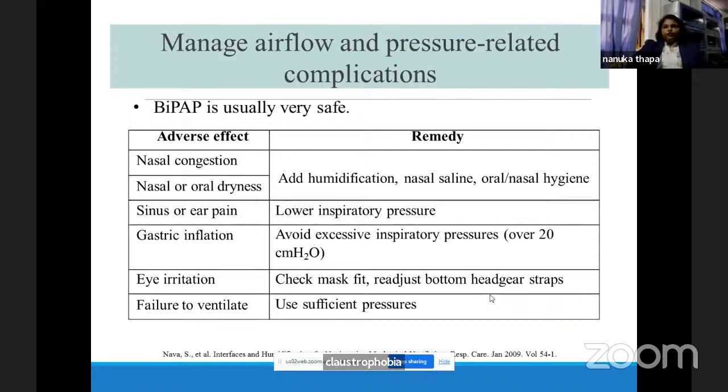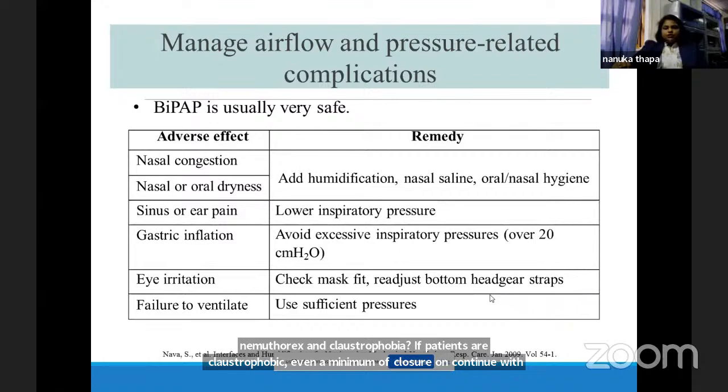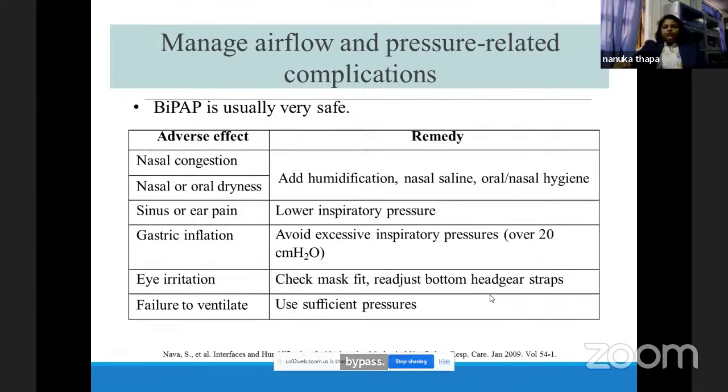So managing airflow and pressure related complications, BiPAP is otherwise a very safe modality. But if there is nasal congestion or nasal or oral dryness, try to add on humidification, nasal salines, and also maintain the hygiene. If there is sinus or ear pain, lower inspiratory pressures are to be used. If there is too much gastric insufflation, avoid excessive inspiratory pressures. Pressure should not be more than 20.